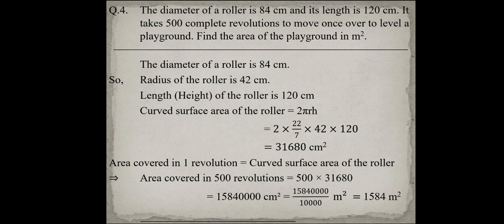But it is a square. Square means you are multiplying a number by itself 2 times. So 100 would be multiplied 2 times, or 100 would be divided 2 times. So here we are dividing by 10,000. So now this equals 1584 meter square. So the area of the playground is 1584 meters square.